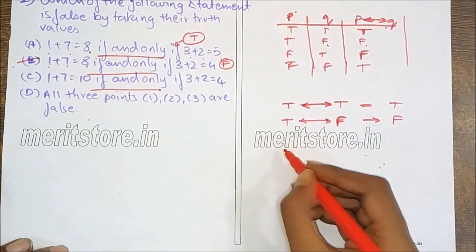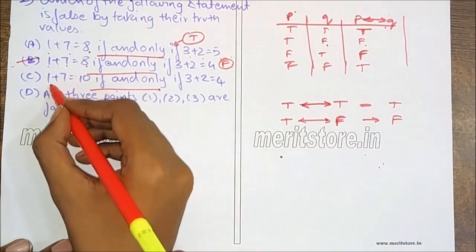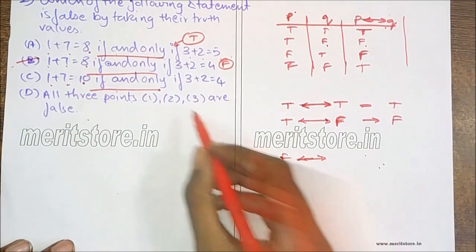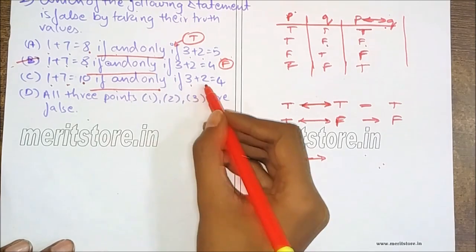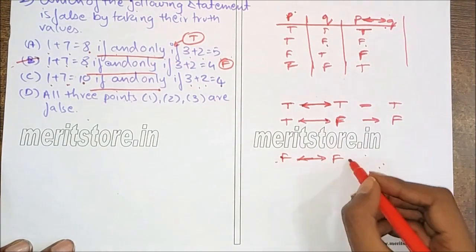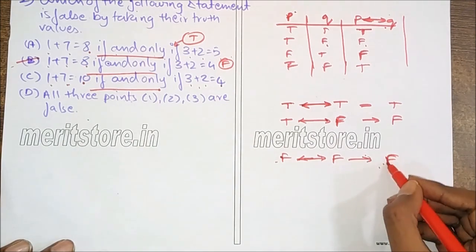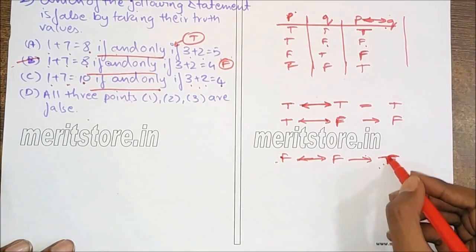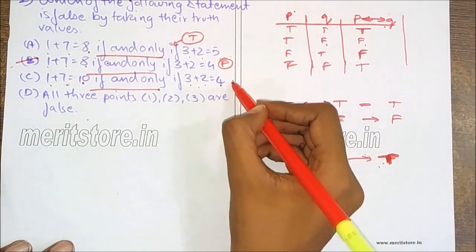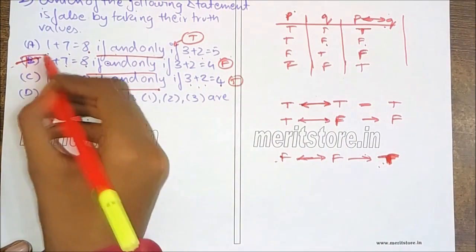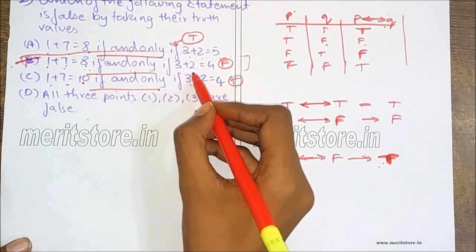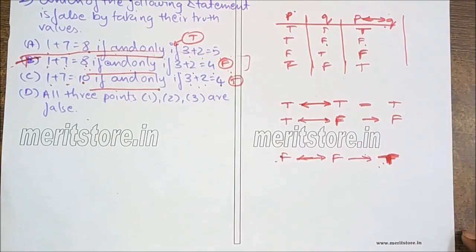Let's see the other one. 1 plus 7 is 10, which is false, and biconditional, if and only if 3 plus 2 is 4. Now this is also false. Now both the logics are the same, so the final is true, since both have the same values. So the only statement which is false is B. So the answer is 1 plus 7 equals 8 if and only if 3 plus 2 is 4, which is the false statement.